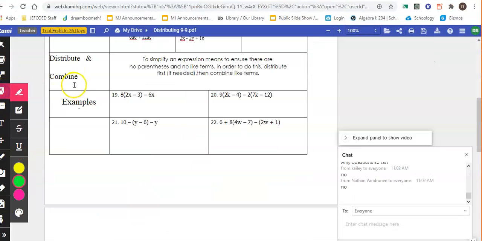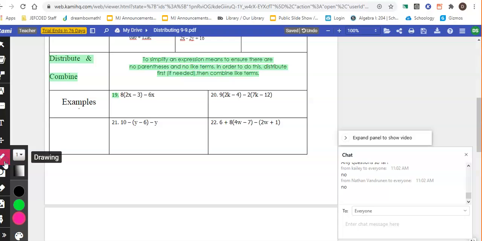All right, so here, guys, we're just combining 2 skills into one like we just talked about. So here we're going to distribute and combine. Remember, to simplify an expression means to ensure there are no parentheses and no like terms. So in order to do this, one, we're going to distribute first, if needed. And then after we distribute, we will combine the terms. Okay, so if you guys are looking at number 19, let's look at number 19 real quick.